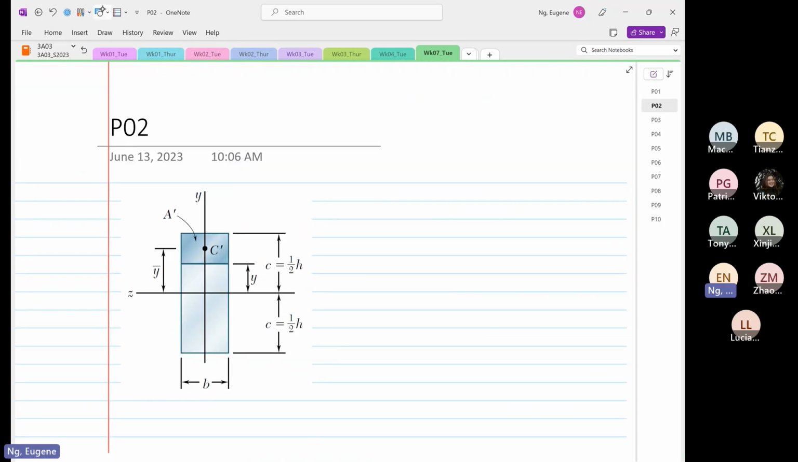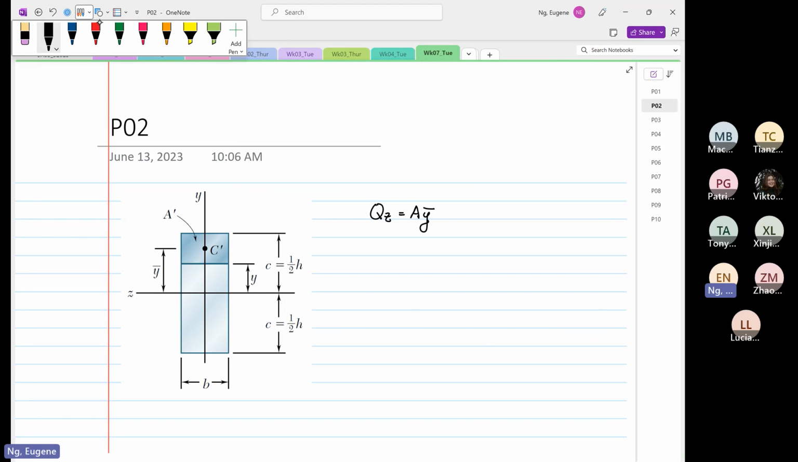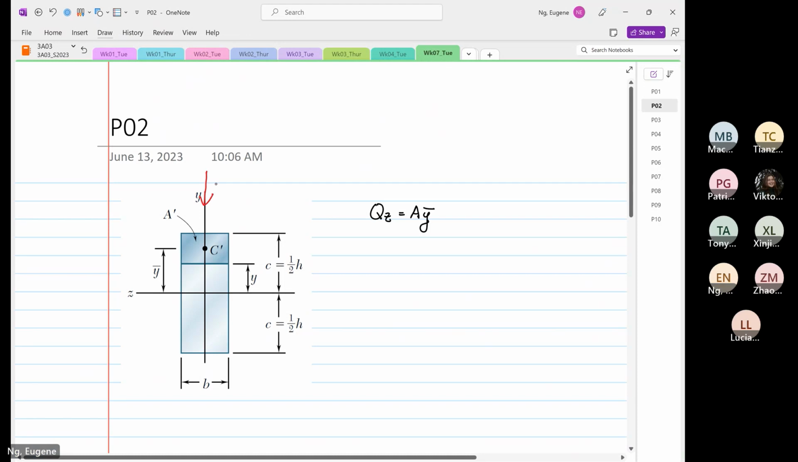Qz is equal to A y bar. And why do we use Qz? We use Qz because our shear force is coming in the Vy direction. That's why we use Qz.